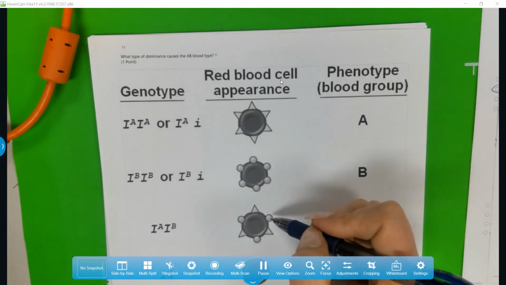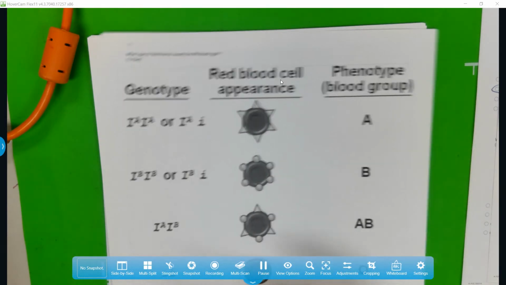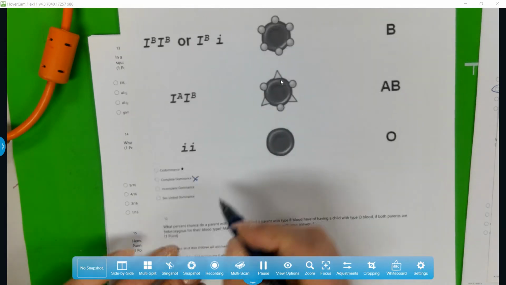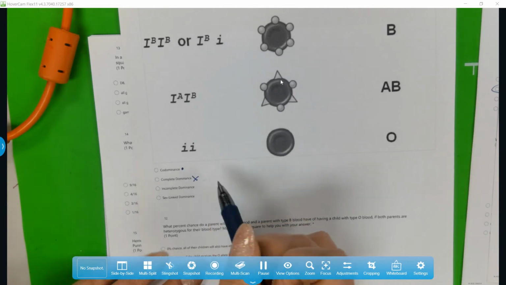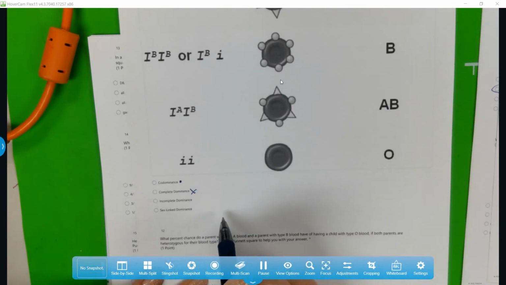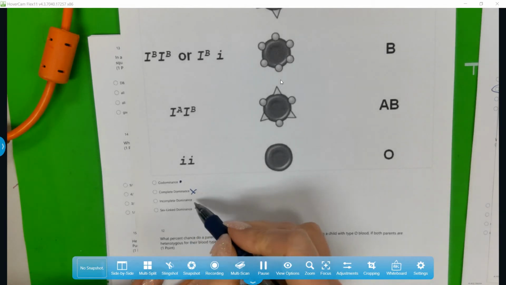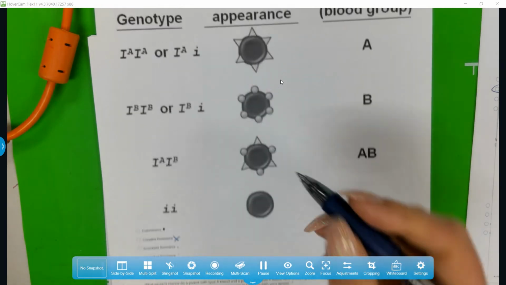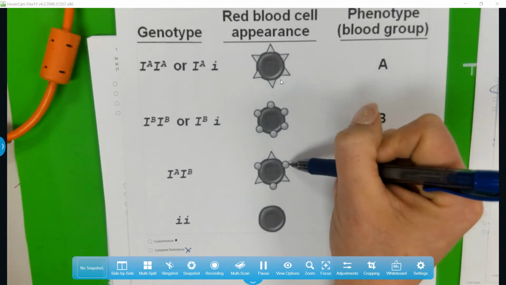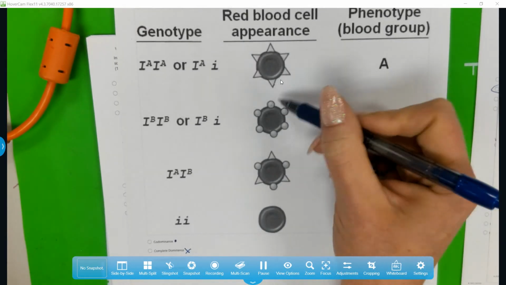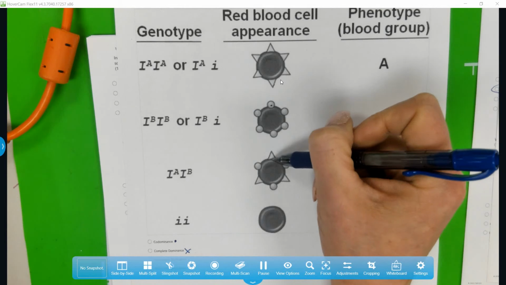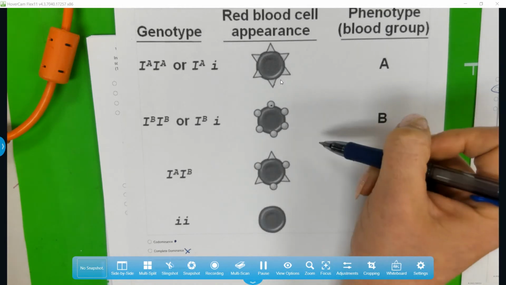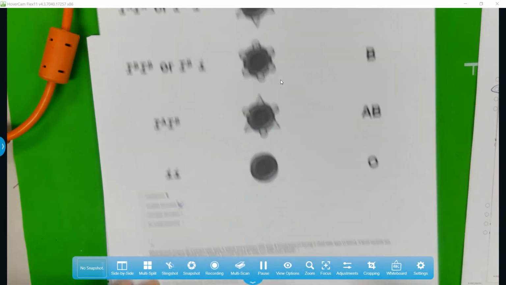Okay, what type of dominance causes the AB blood type? Well, it's codominance. And we can eliminate complete dominance because we're not in the complete dominance section. There's nothing about sex chromosomes, so we can eliminate that. And incomplete dominance is not true because we can see both phenotypes. We see triangles and circles. Incomplete dominance would be like a third shape that is not a triangle nor a circle.